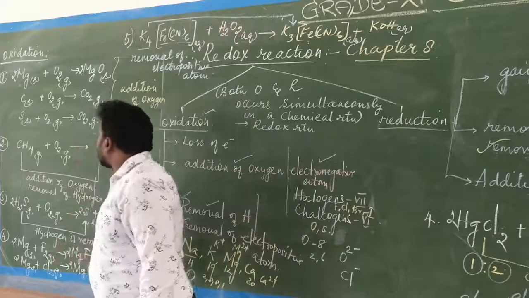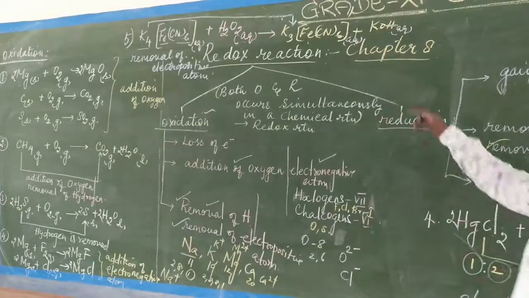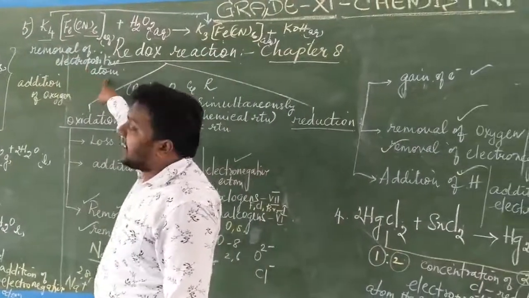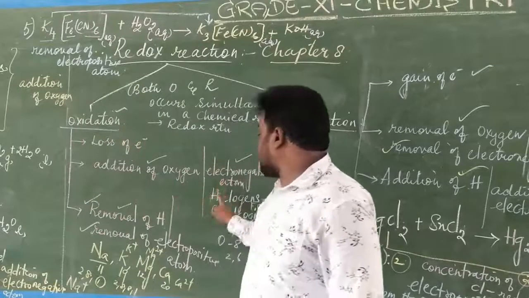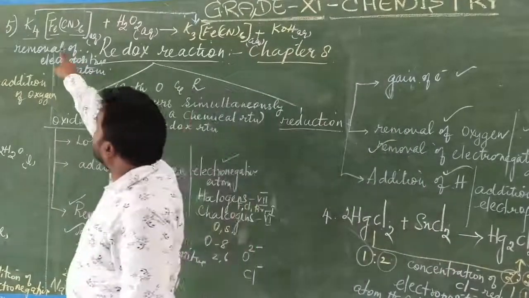Here hydrogen has got removed. Here addition of oxygen has taken place. And the fifth one is removal of electropositive atom. In oxidation, what also should take place? Removal of electropositive atom also should take place. So for that, what am I taking?